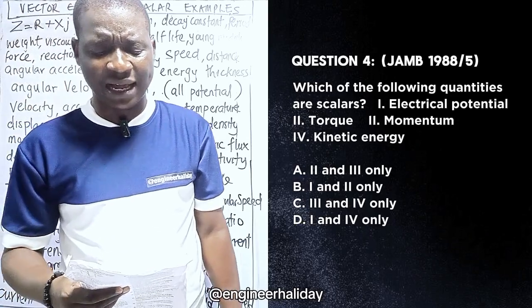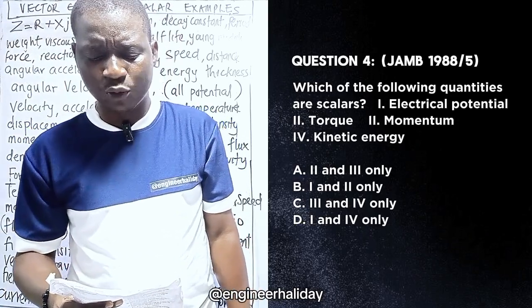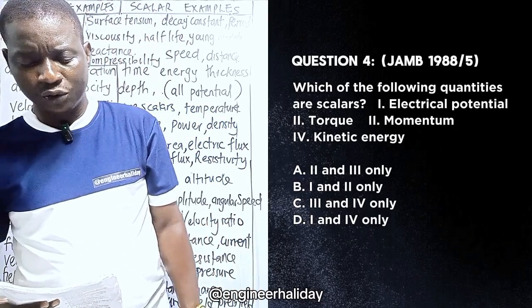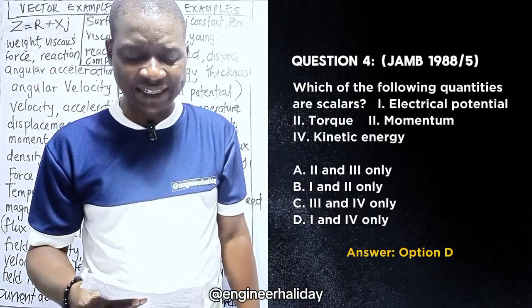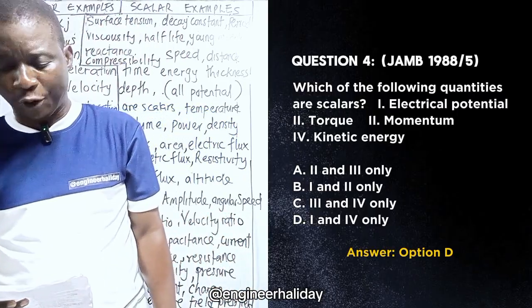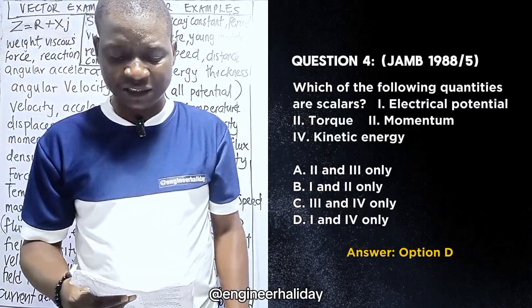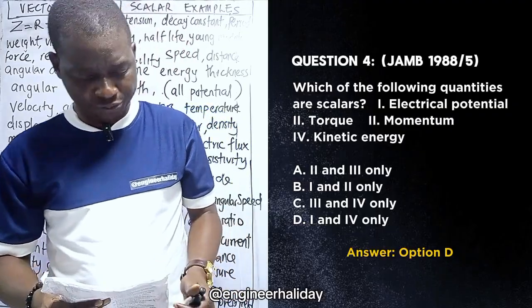Option A says 1, 2 and 3 only. B, 1 and 3 only. C, 2, 3 and 4 only. D, 1 and 4 only. That should be the correct answer. That is 1988, number 5.